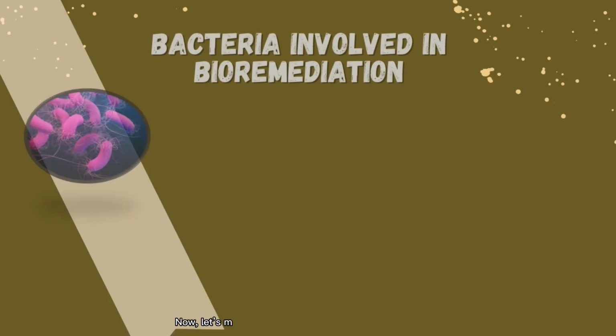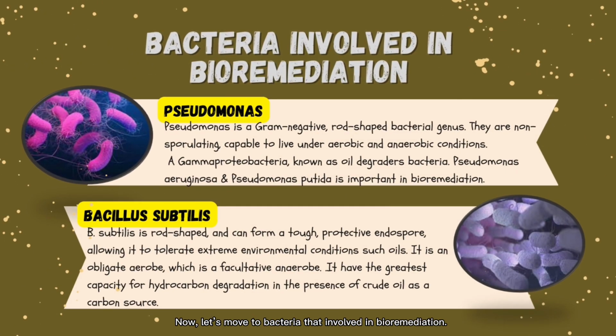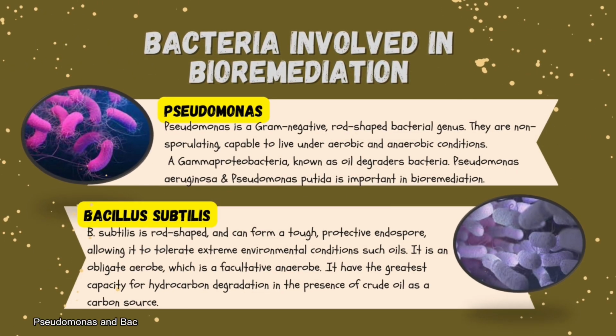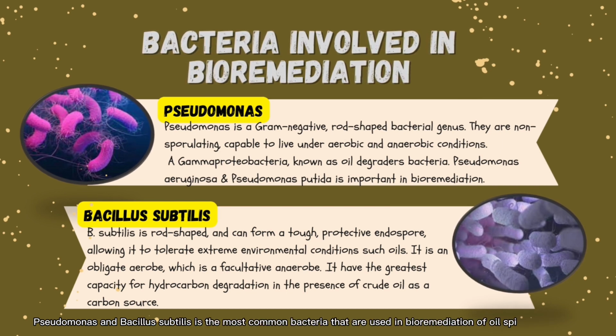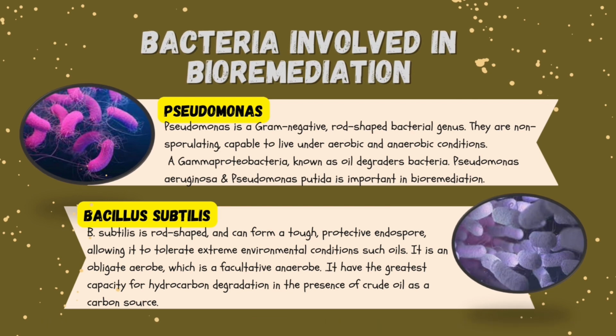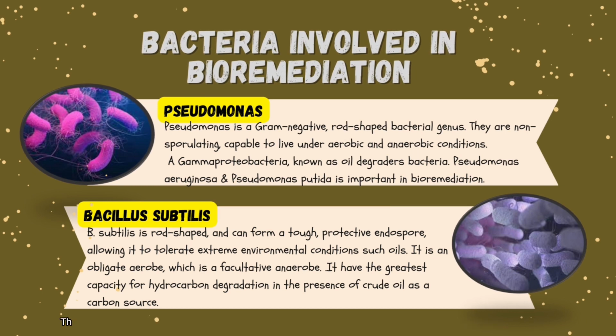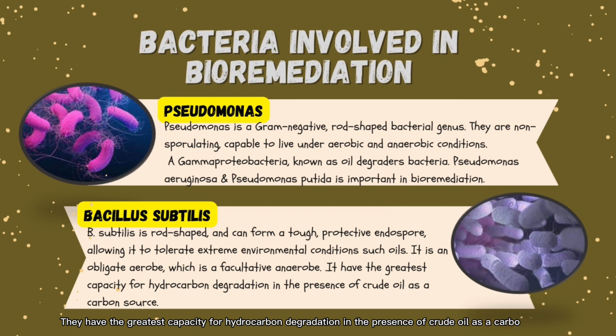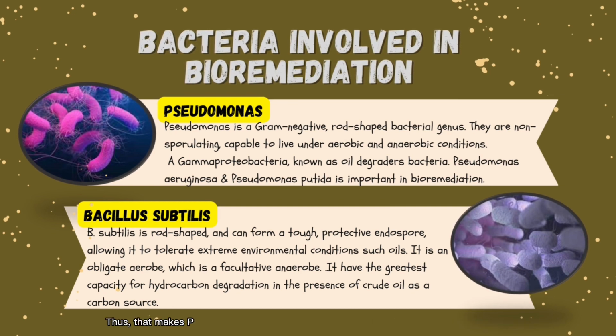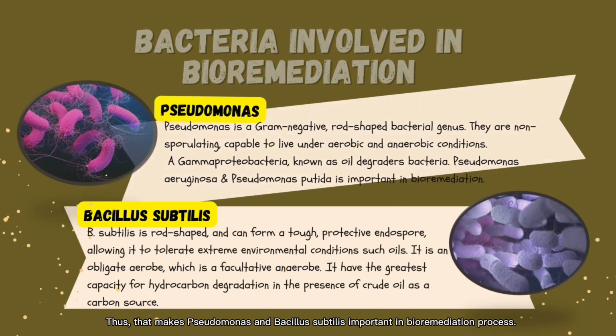Now, let's move to the bacteria that are involved in bioremediation. Pseudomonas and Bacillus subtilis are the most common bacteria that are used in bioremediation of oil spills in the ocean. Both of them are able to live under aerobic and anaerobic conditions, which makes them able to live in extreme environmental conditions such as oils. They have the greatest capacity for hydrocarbon degradation in the presence of crude oil as a carbon source. Thus, that makes Pseudomonas and Bacillus subtilis important in the bioremediation process.